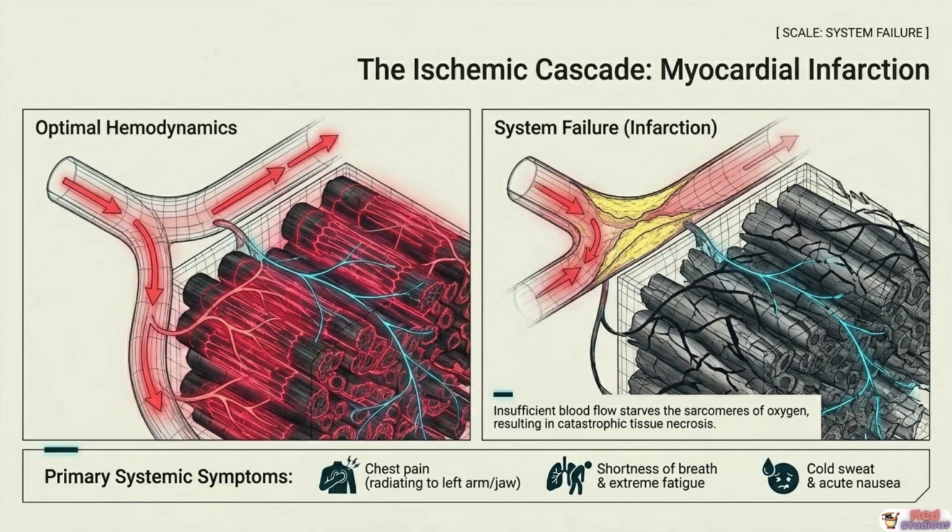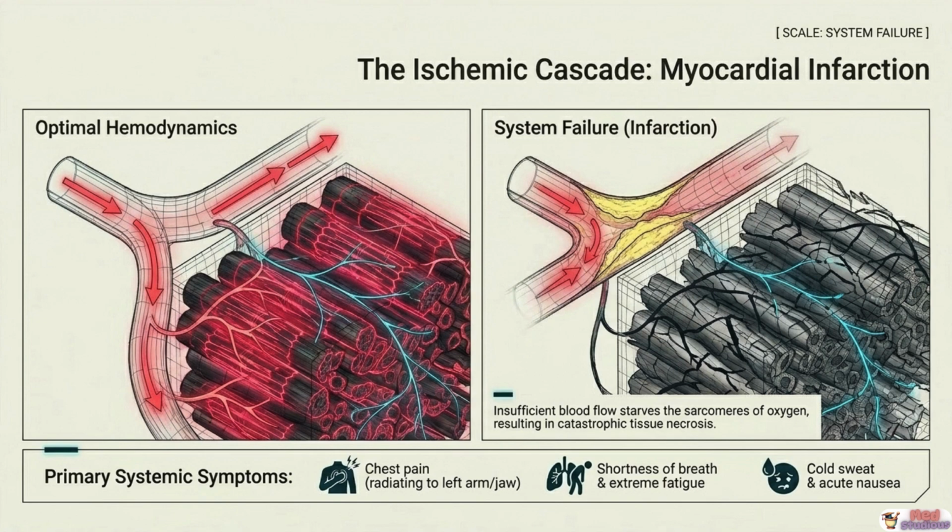What happens when these crucial fuel lines fail? This brings us to a critical clinical emergency, the ischemic cascade, culminating in a myocardial infarction, commonly known as a heart attack. The cascade begins when a coronary artery experiences critical stenosis, usually due to the sudden rupture of an atherosclerotic plaque or a blood clot. This block completely cuts off downstream blood flow, starving the highly metabolic sarcomeres of critical oxygen.